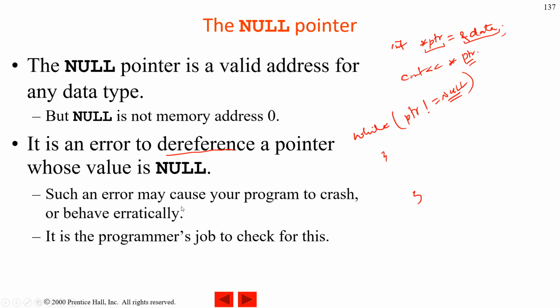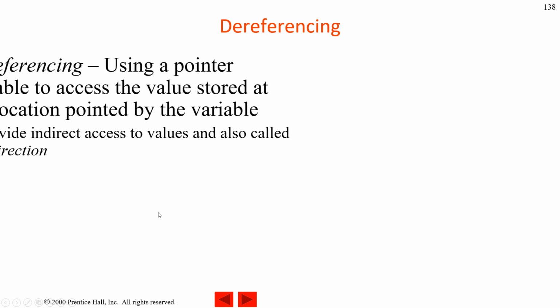So such an error may cause your program to crash if the pointer points to null and you are trying to dereference it. So you are saying basically, tell me what the value is at the null location. So there is no such thing. So this may cause your program to crash, and it's the programmer's job to check for this. So you should never try to dereference a variable that is pointing to null. If you do, as a result your program may crash, or it will behave erratically depending on the compiler, how you are doing with it.